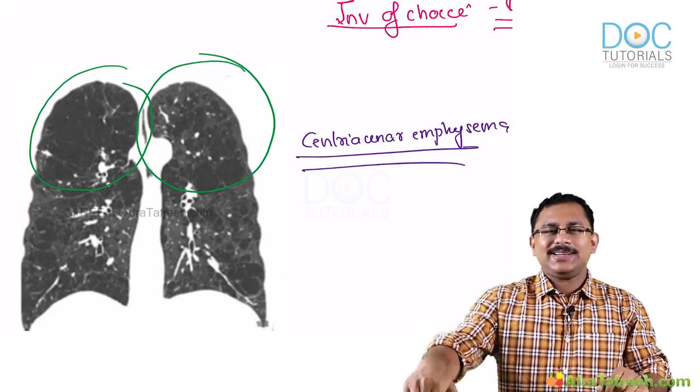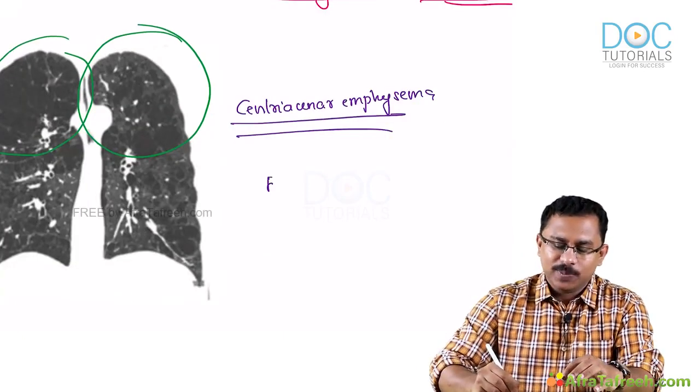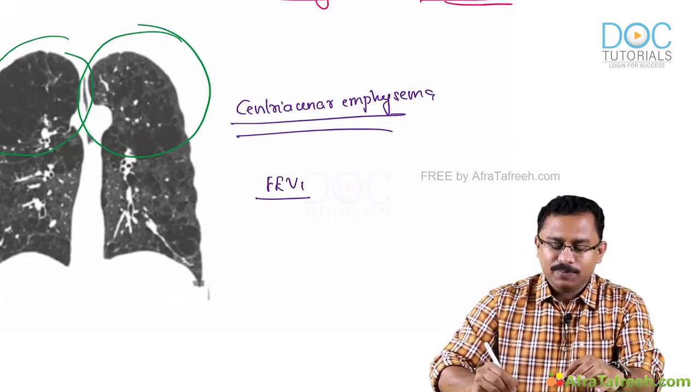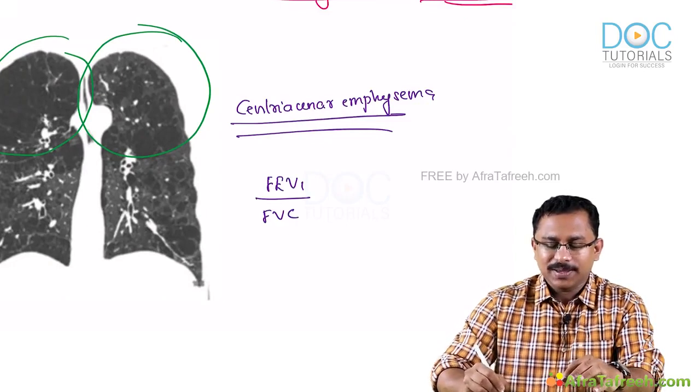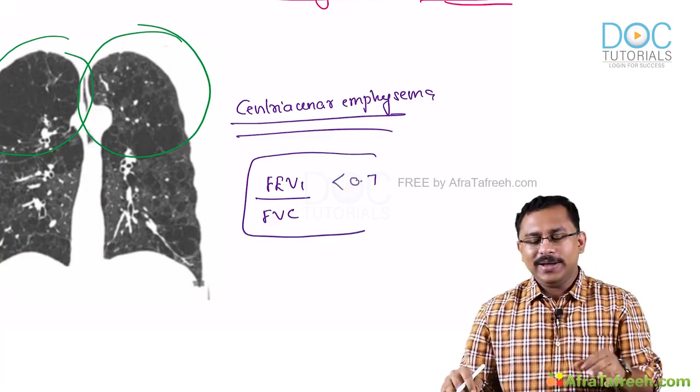So in the investigation part, you can go for spirometry. And what will you see in spirometry? The FEV1 by FVC ratio. It will be less than 0.7. This is an obstructive airway disease. The ratio will be less than 0.7.